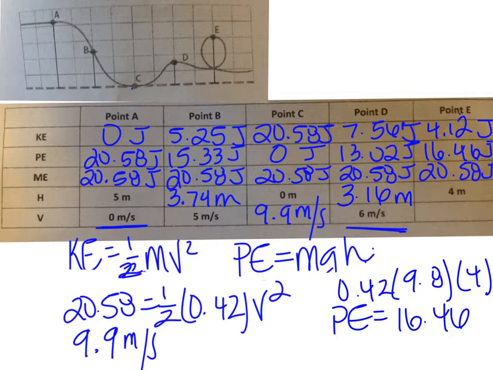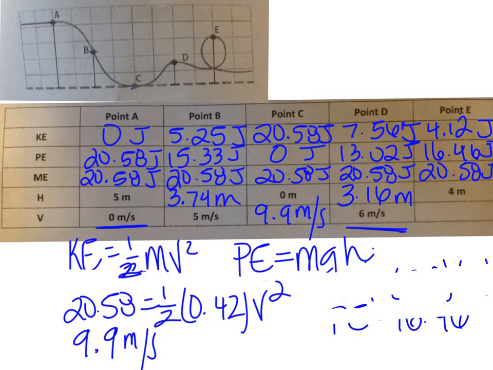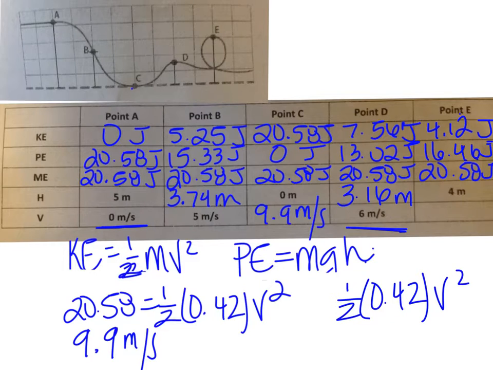And then you would use your kinetic energy formula to find your velocity. All right. So you would plug in 1/2 times 0.42 times your velocity squared. That's going to be equal to that 4.12. And then you multiply that 1/2 times 0.42, divide it over to this side, take the square root, and you're going to end up with an answer of 4.43, right? Just like what we did for point C.